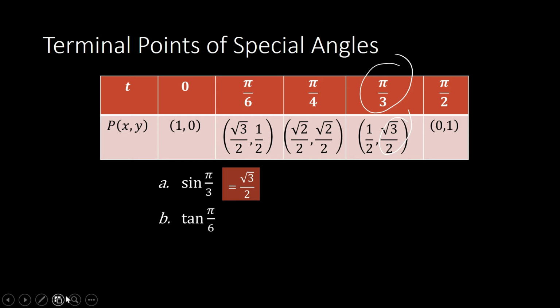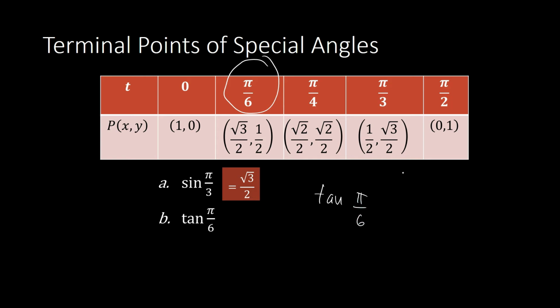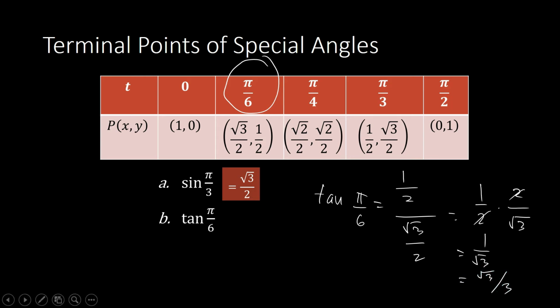What is tangent of pi over 6? You go to pi over 6 and you understand tangent of pi over 6 to be the ratio of 1/2 to square root of 3 over 2. And this is equal to 1/2 times 2 divided by square root of 3. 2 divided by 2 is 1. You are left with 1 over square root of 3. And when you rationalize this, this is square root of 3 over 3.